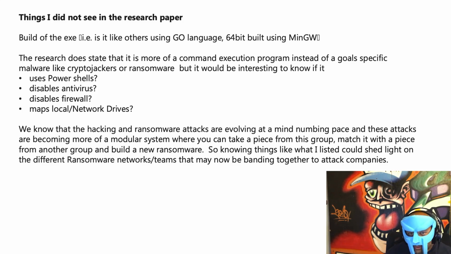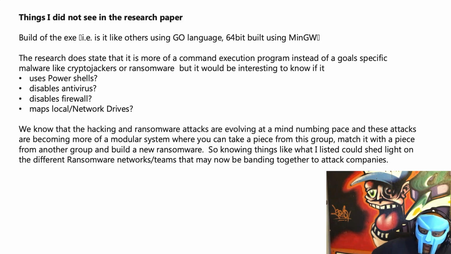Then the research does state that it is more of a command execution program instead of a goal-specific malware like cryptojackers or ransomware. But it would be interesting to know if there are any other commands inside of there, or if it uses PowerShell, or if it disables antivirus, or disables a firewall, or if it maps local network drives. Kind of recon work and pre- or setup work for whatever attacks might be coming through, so that the malware or the ransomware may not need to do it. It's already pre-done for them. It'd just be interesting to know that.